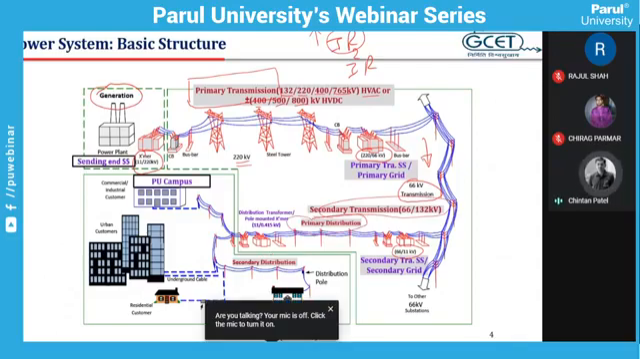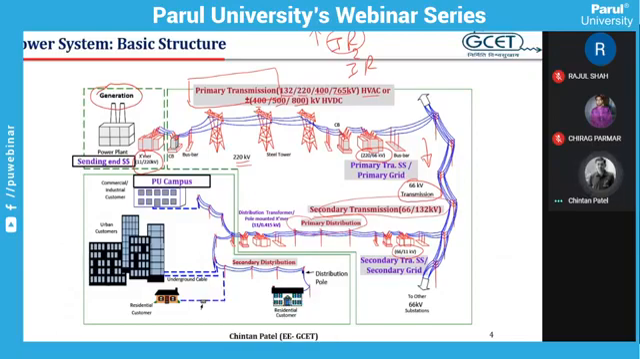At the end of primary distribution, there is a pole mounted transformer, popularly known as DP, which is available at our society, our institute, and everywhere in the distribution network, where the voltage is further stepped down from 11 kV to 415 volt 3-phase or 230 volt single phase. And after that, this power is distributed to various customers like industrial, commercial, agricultural, urban, residential, etc. So this is a basic structure of power system.